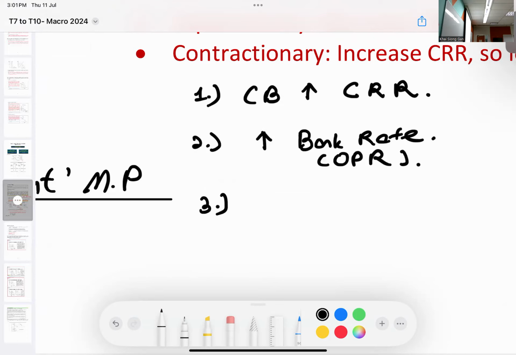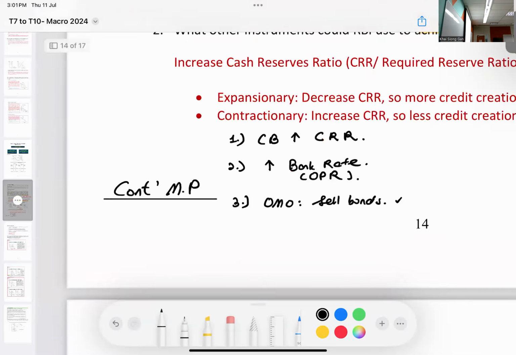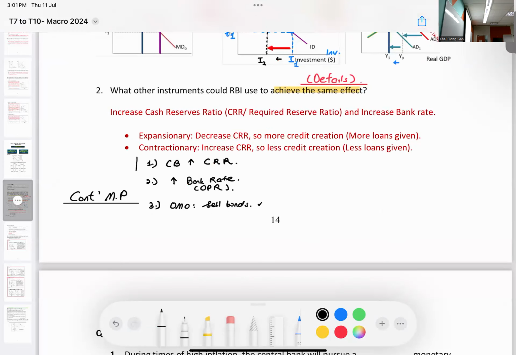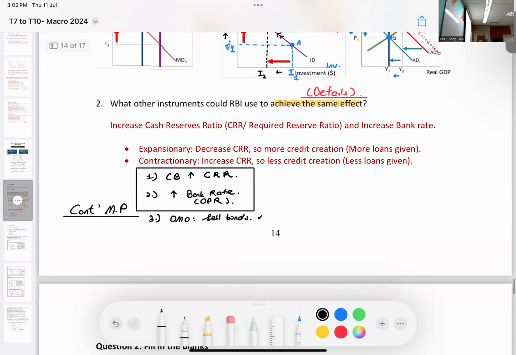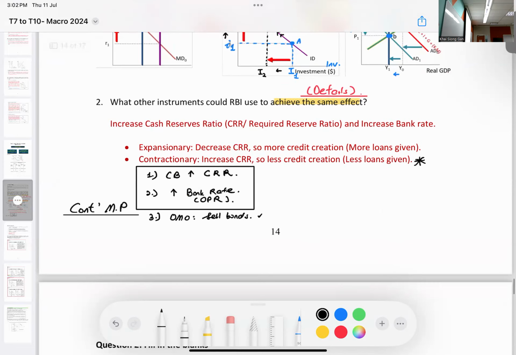The third one is what we have just said. Under open market operation, they can sell bonds. But this one we covered just now already. So therefore, the other instruments are number one and number two. How do I know if it's correct? You can see this answer over here. Contractionary: increase cash reserve ratio and increase bank rate. That's why the mind map was so helpful just now. One size fits all. Save your life.